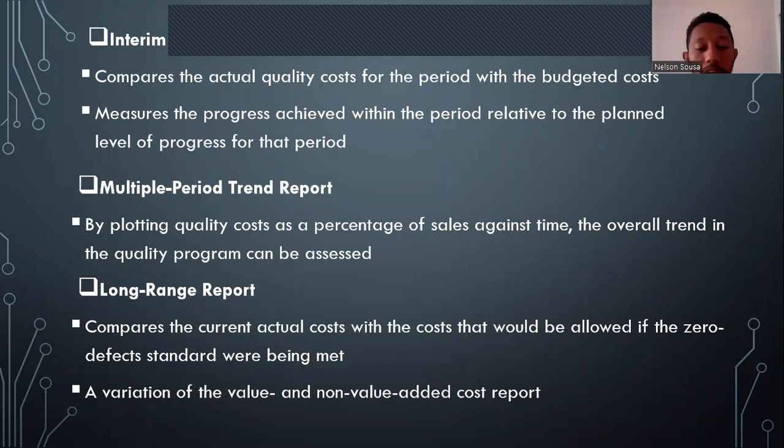The fourth is the long range report. It compares current actual cost with the cost that would be allowed if the zero defect standard were met, and the variation of the value-added and non-value-added cost and report.